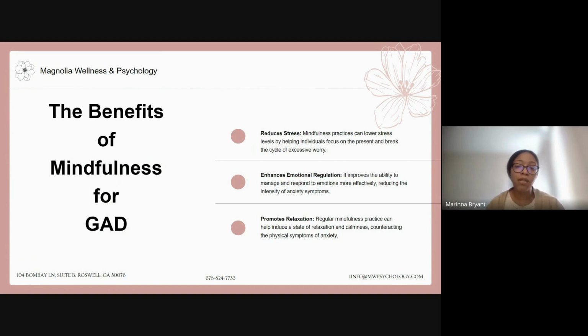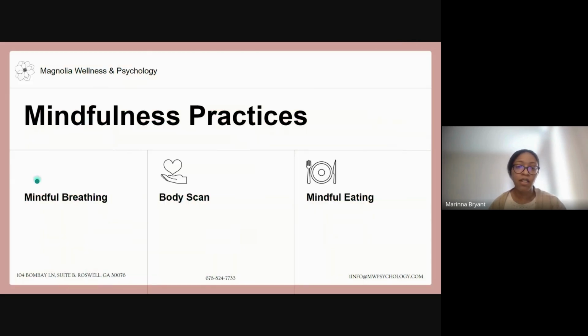Mindfulness improves the ability to manage and respond to emotions more effectively, reducing the intensity of anxiety symptoms. And then it also promotes relaxation. Regular mindfulness practice can help induce a state of relaxation and calmness, counteracting the physical symptoms of anxiety. So, different types of mindfulness practices. First, we have mindfulness breathing.